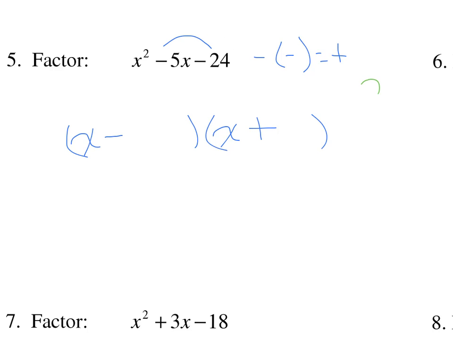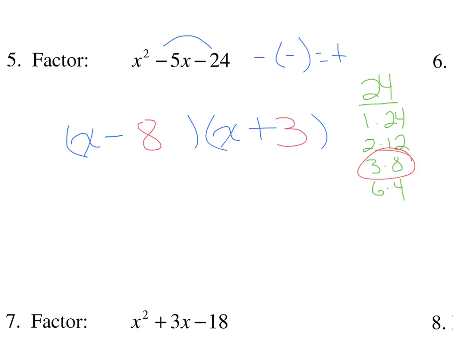And again, you can make a list. What numbers multiply to make 24? 1 times 24, 2 times 12, 3 times 8, 6 times 4. Which ones subtract to make 5? 8 and 3. Making sure that you put the first sign here, so you always put the biggest of the two numbers here, because you need to be able to add these two numbers and get the negative 5. So negative 8, positive 3, make negative 5.